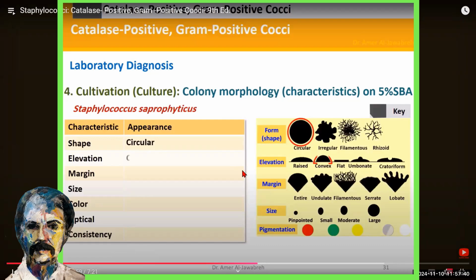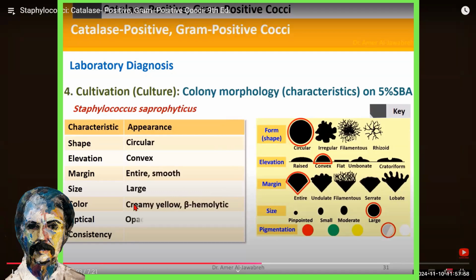Shape the same, circular. Elevation is convex, a little bit higher than the other two, epidermidis and Staph aureus. Margin entire like this. Size, it's large, so it's larger than the epidermidis and sometimes even larger than the aureus. Color creamy yellow. Beta hemolytic, like the Staph aureus. Opaque and very glossy. What is glossy? Shiny, exactly. Glossy is shiny. So very glossy. And butyrous.